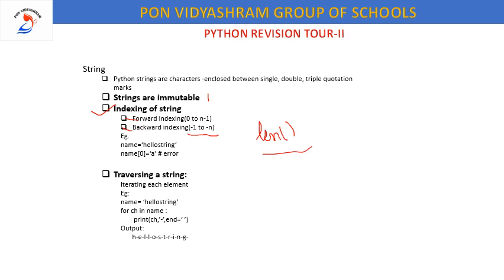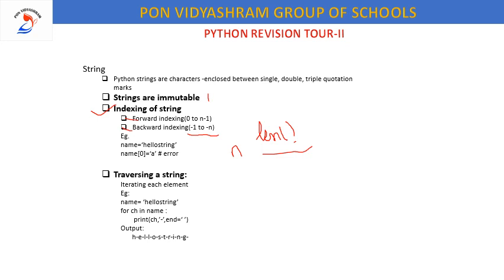I have an inbuilt function in Python which can return the length, or the number of characters, available in a string. When I write the name of the string in between the open and close brackets, it returns the number of characters, which I have represented as n here. So the indices range from 0 to n minus 1, because it starts from 0. It is n minus 1, which is going to be called forward indexing.